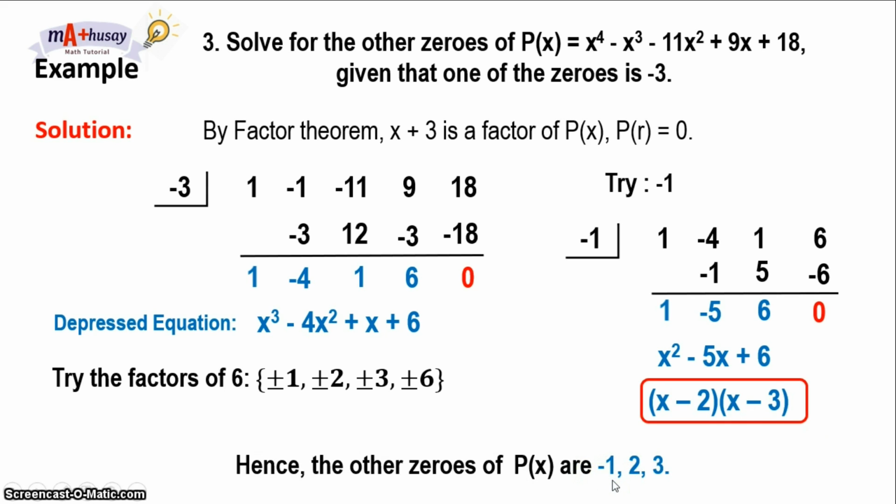Hence, the other zeros of P of x are negative 1, which we found by trial and error using the factors of the constant c, then we have 2 and 3. In factoring polynomials like this, you can use synthetic division twice.